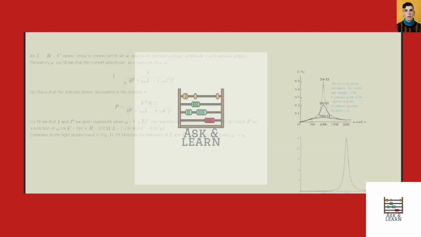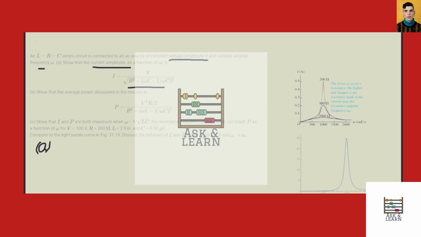All right. So for this problem, we have an LRC series circuit, and we know the voltage amplitude is V, and also we know the frequency. So for part A, we want to show that the current amplitude is given by this formula.